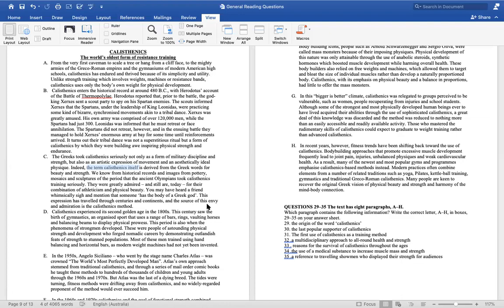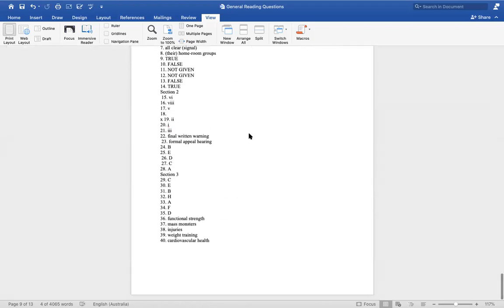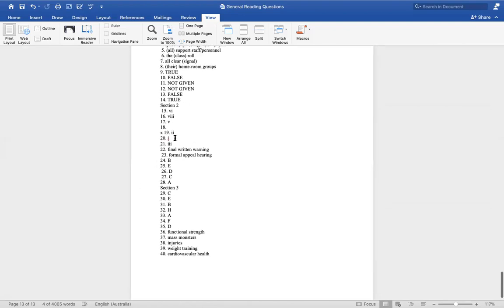So let's discuss the answer. For 24, I'll display the answer. So for 24, the answer is B. Can you see the answer? Yeah. So you have got that right. For 25, the answer is E, which you have got right. 26, the answer is D, which you have got right. 27, the answer is C, well done. And 28, the answer is A. You're on fire today, Rajesh.